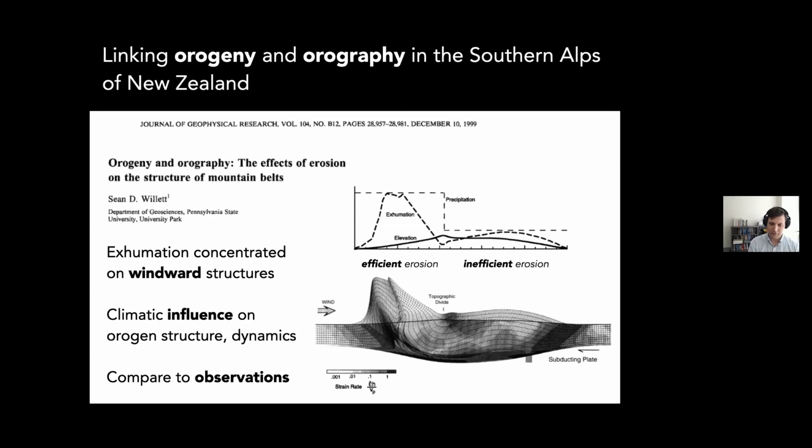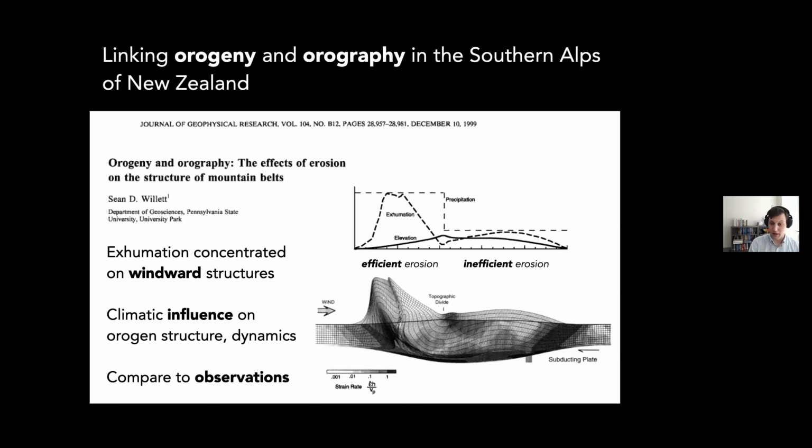This is a figure from this paper that illustrates one of the final results of one of the numerical simulations. In the upper portion of the figure, you can see the conditions of the model, where you have high precipitation rates on the left-hand side, low precipitation rates on the right-hand side. So the left-hand side is characterized by efficient erosion, presumably from an erosion law that takes into account river discharge that is increased with high precipitation, and inefficient erosion on the right-hand side of the model.